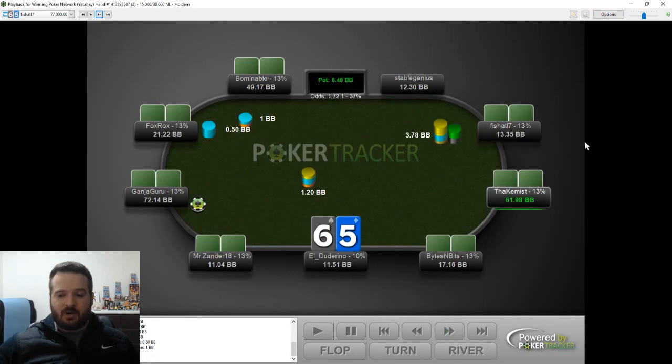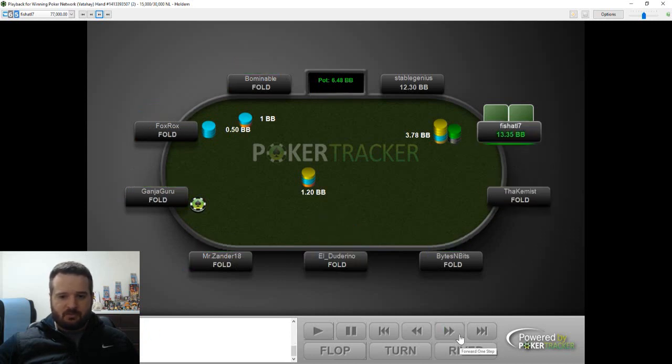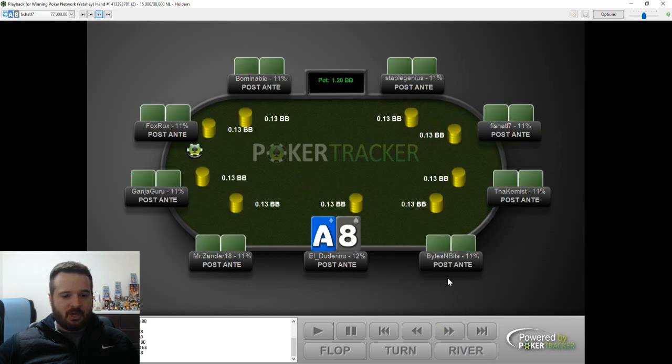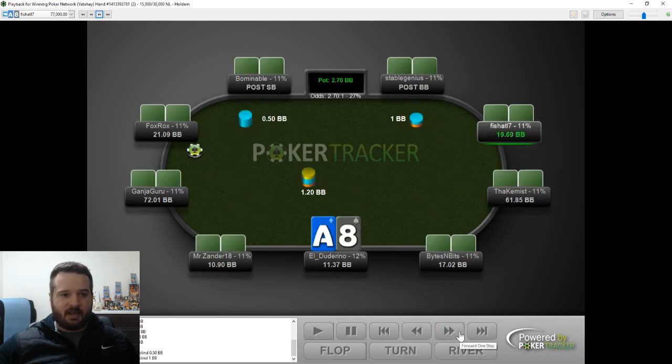So here's another spot where right away we could be taking notes on this guy. You're seeing this open sizing. This is very unorthodox. Good indicator of a recreational player. So I would be looking to take some notes. Everybody folds. Not going to put any work into studying that hand, other than knowing that we would have taken a note.